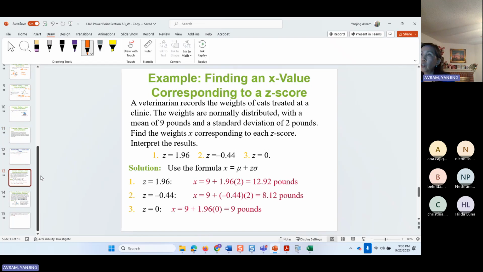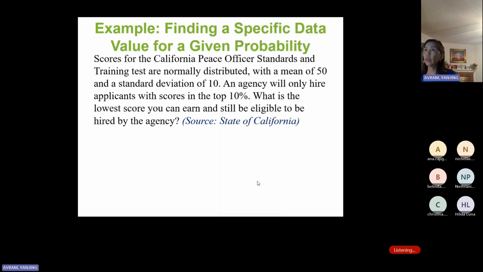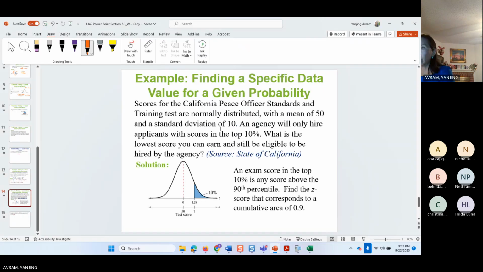Okay, so what do we do with all this calculation? Look at this one right here: finding a specific data value for a given probability. That is kind of like an application. The scores for the California police standardized training test are normally distributed, so that means it's a bell curve, right? With the mean of 50 and standard deviation of 10. The agency only hires applicants with scores in the top 10%.